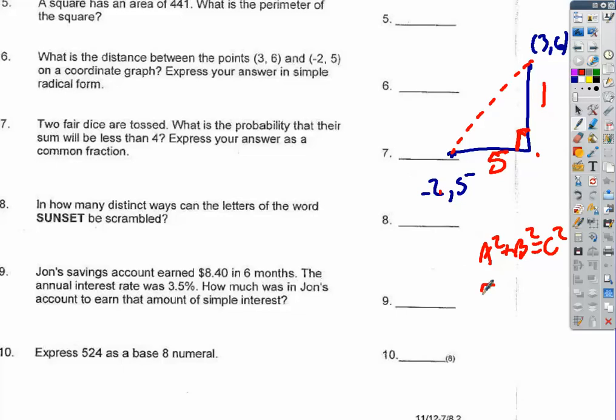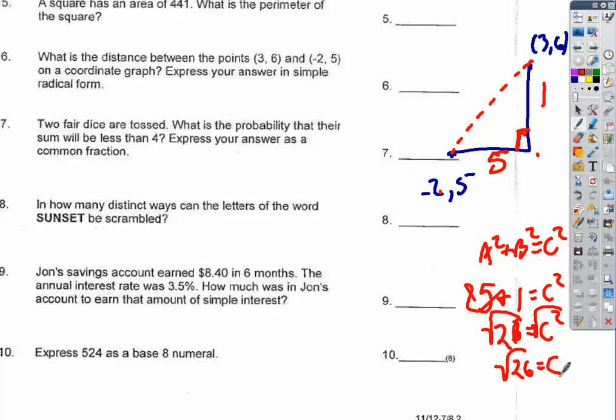So we have 5 squared, which is 25, plus 1 squared, which is 1, which is equal to c squared. So 26 is equal to c squared. Take the square root, take the square root. So we have the square root of 26 equals c. Now, 26 does not have any perfect square factors, so I can't reduce it at all. So the answer is just square root of 26.